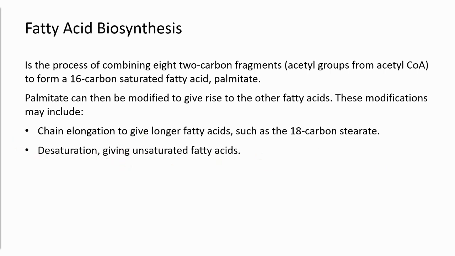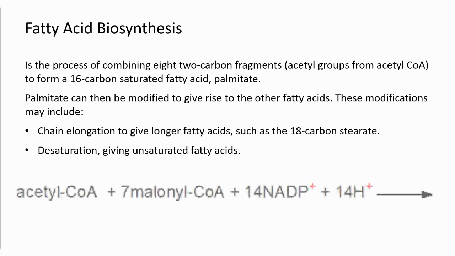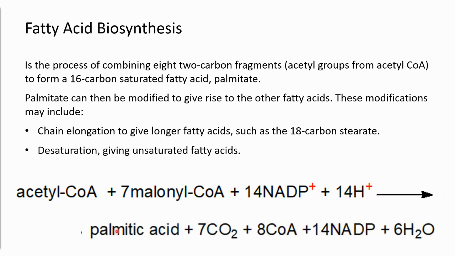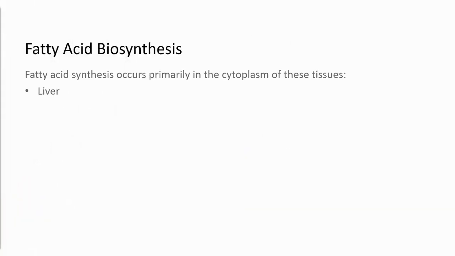So the compound or the formula for fatty acid biosynthesis, you need your acetyl coenzyme A. You have 7 malonyl coenzyme A, 7 times na i-add into the system. And then 14 NADPH and 14 hydrogen ions to produce your palmitic acid plus carbon dioxide, 8 CoA, and 14 NADP and water. Okay? So yeah, let's go now to the biosynthesis.